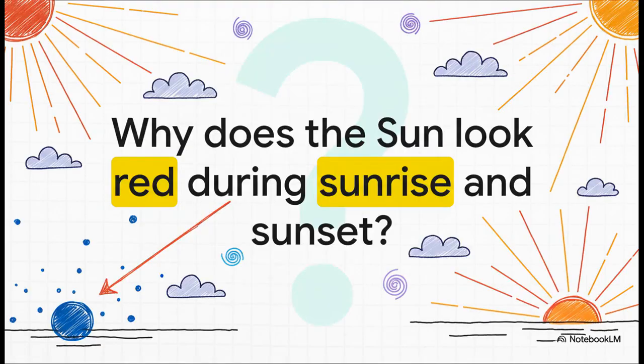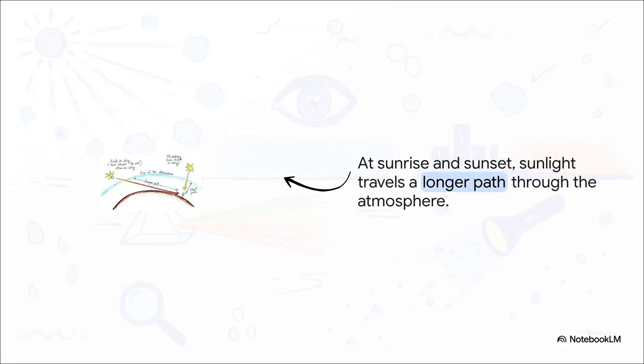Now, let's look at another very common reasoning question. It uses the exact same principle, but in a slightly different way. If the blue light is scattered the most, why do we see a red sun? The answer to this mystery has to do with the time of day. You see, at noon, the sun is directly overhead. Its light travels a shorter path through the atmosphere.